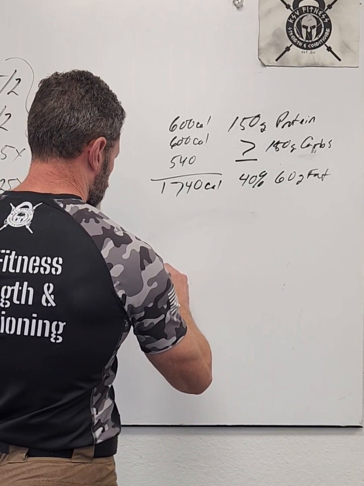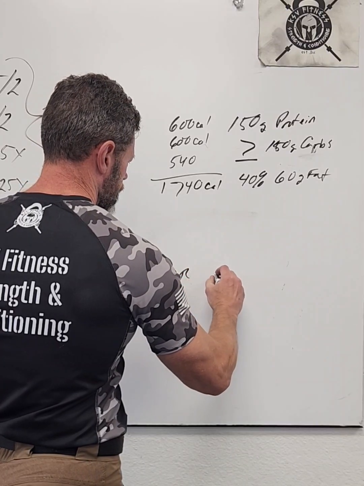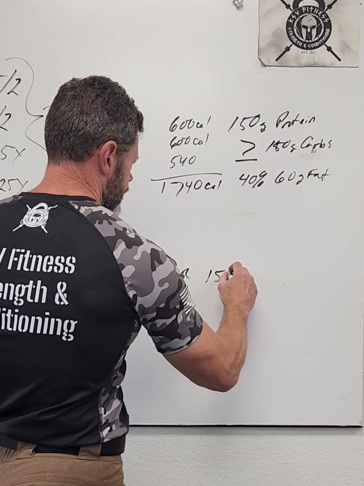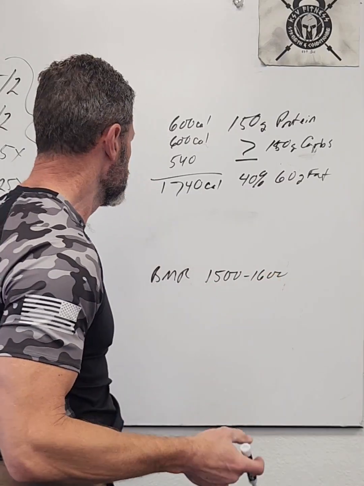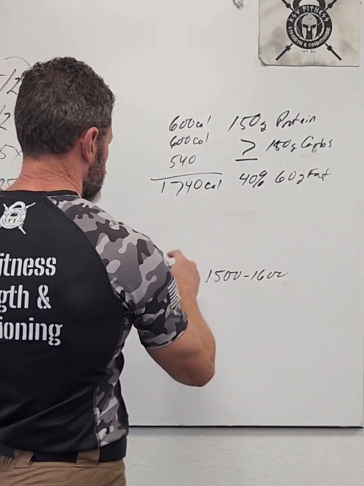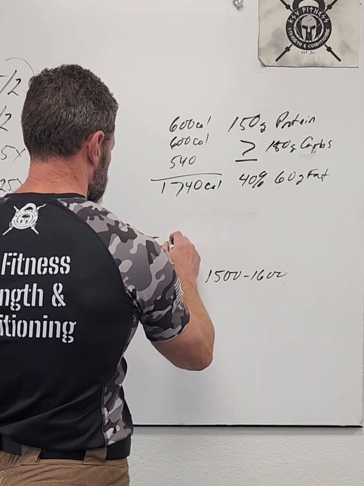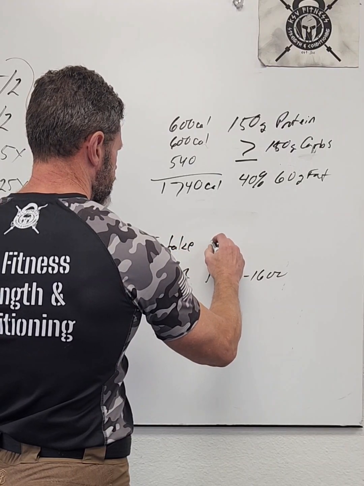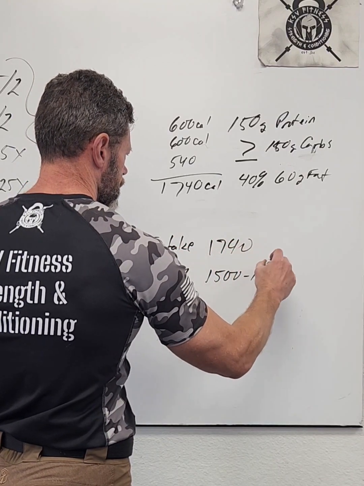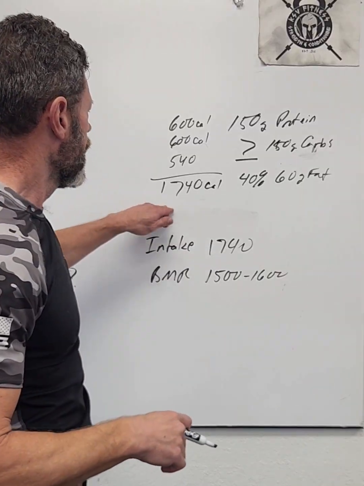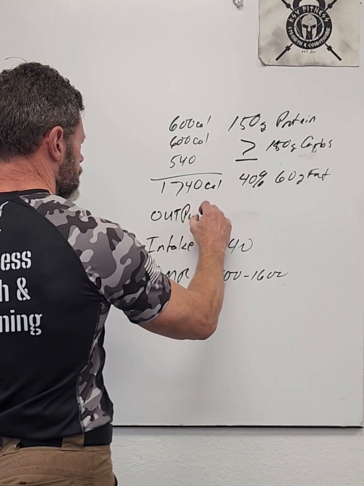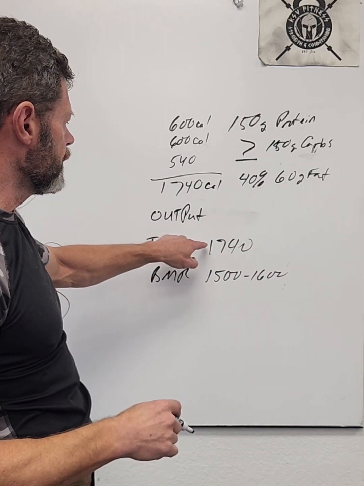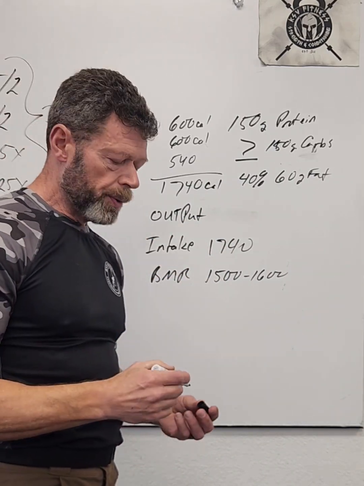So if our BMR is 1,500 to 1,600, depending on the person, our intake is approximately 1,740. Then our output needs to be above this. How do we do that?